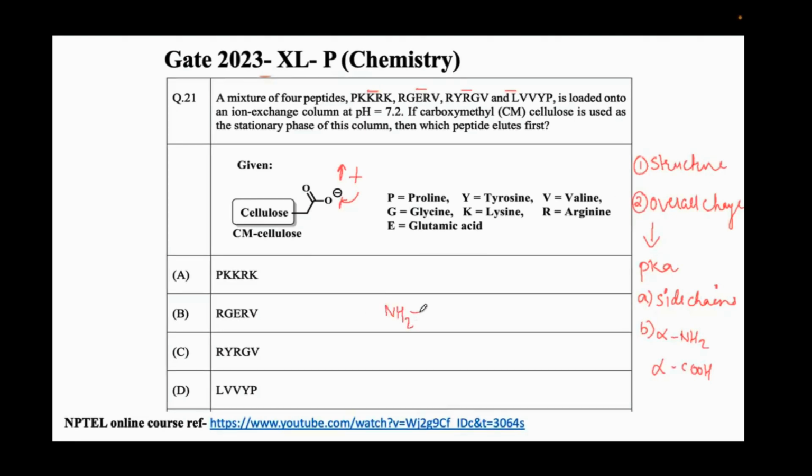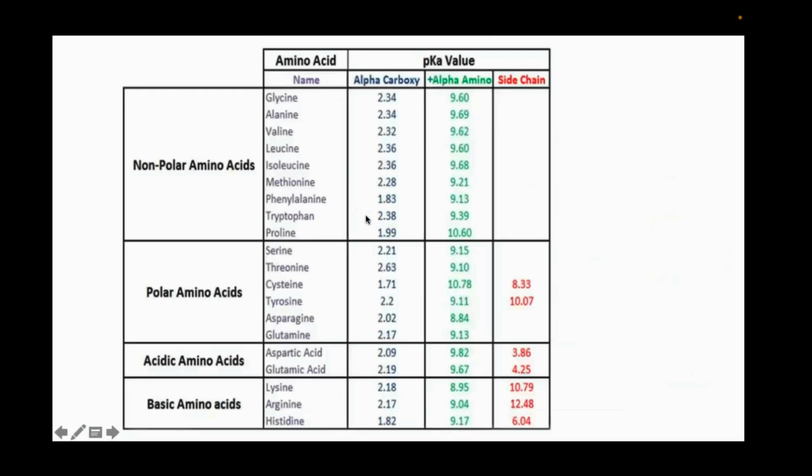We have NH2. This is the general amino acid structure. This is the alpha carbon as it is attached to the carboxyl group. And to this alpha carbon, we have R. R is the side chain. So different amino acids have different side chains. For example, tyrosine has a phenol side chain. This is the table of the pK values. We have pK values for alpha carboxyl groups, alpha amino groups, and the side chain.